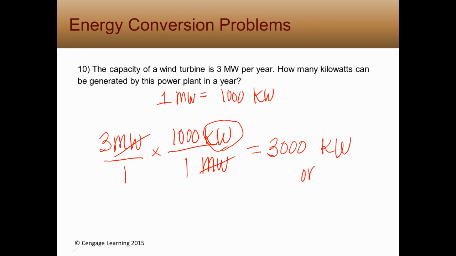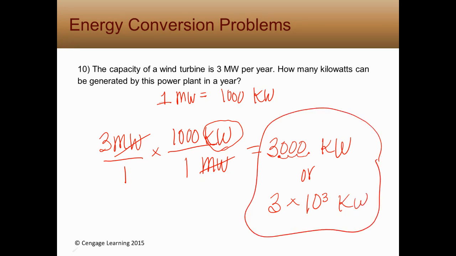Now you should be prepared to recognize and perhaps write in scientific notation as well. So I'm going to write or. Remember, scientific notation is going to be an item in the ones column, perhaps a decimal, times 10 to the whatever. So this is how I do it. 1, 2, 3. So this is 3 times 10 to the third kilowatts. So that would be my answer. Okay, let's try a harder one.